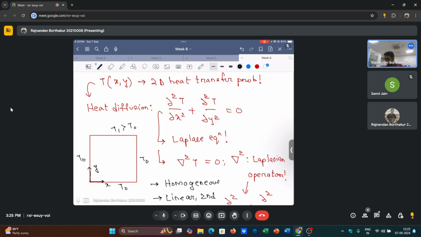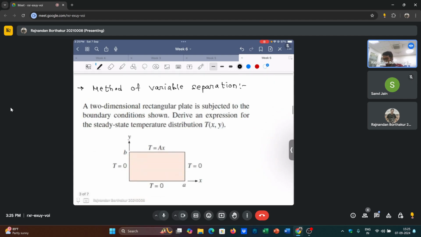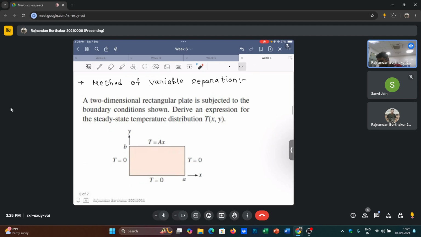All right, guys. If you have any questions, you can ask, or else we will solve a problem associated with this method of separation of variables. Let's have a quick look at this problem. It says that we have a two-dimensional rectangular plate, just like the one that I showed, that is subjected to the boundary conditions as shown below.